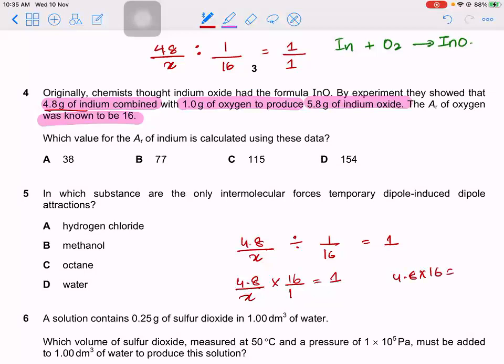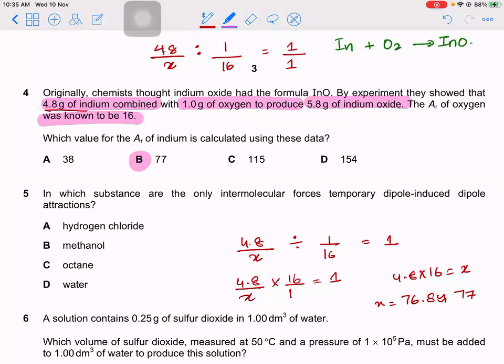4.8 times 16 is equal to X. So 4.8 times 16 comes out to be 76.8, and you can round that off to 77. The answer therefore is B.